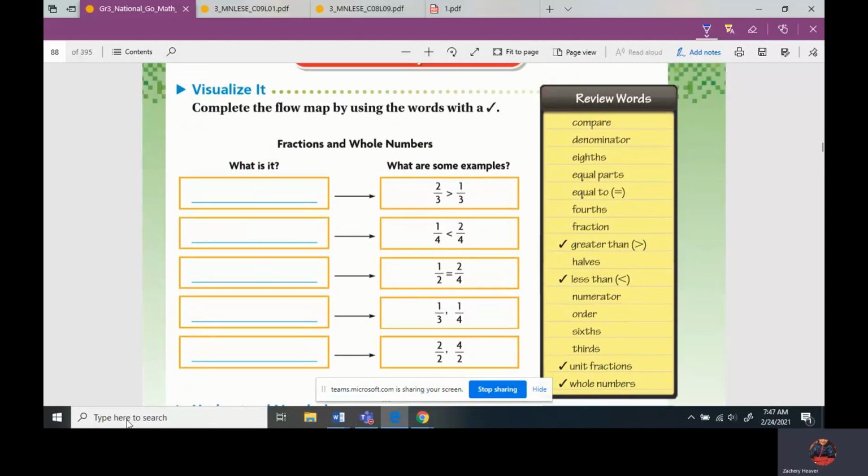So this is saying 2/3 is greater than 1/3, because think about this. If you have 3 pieces of pizza, you have 2 pizzas that have 3 pieces. This one still has 2 left. This one has 1 left. We know this one's going to be more. We have more of this. So this would be greater than.